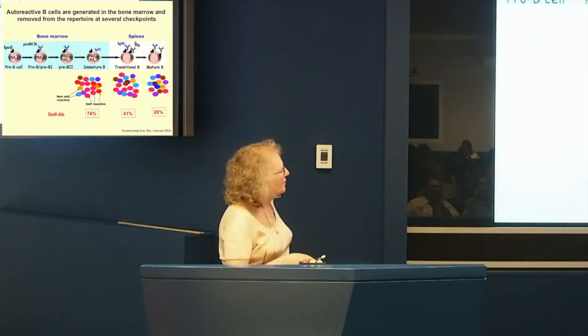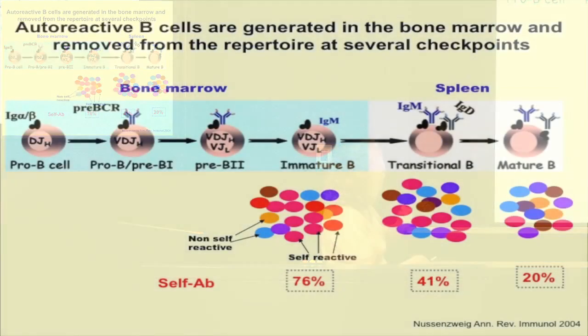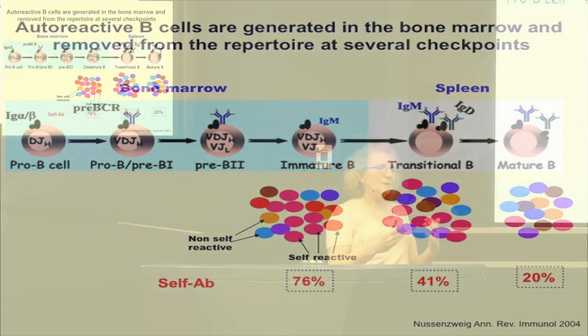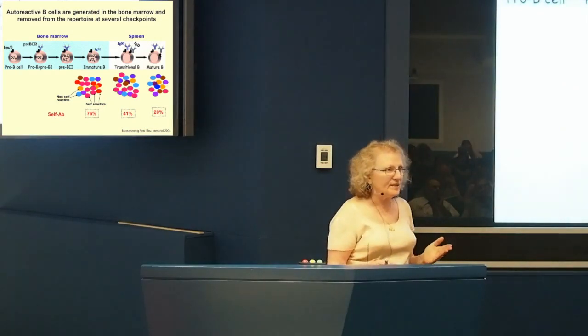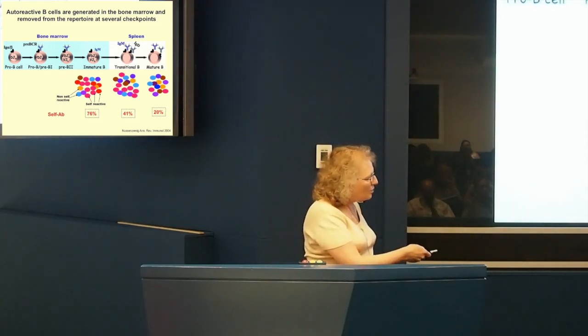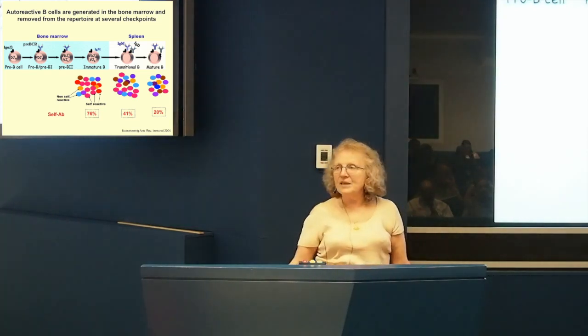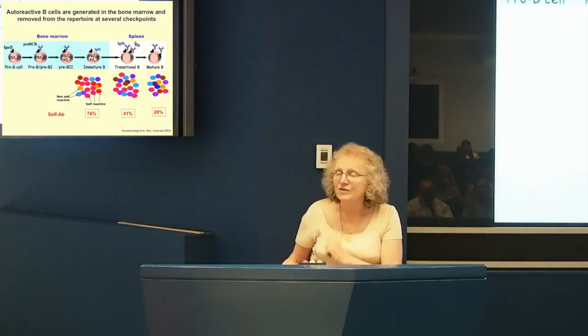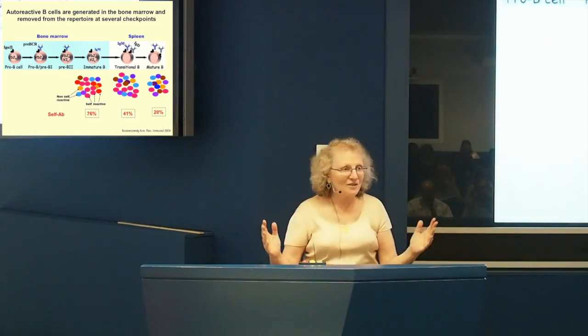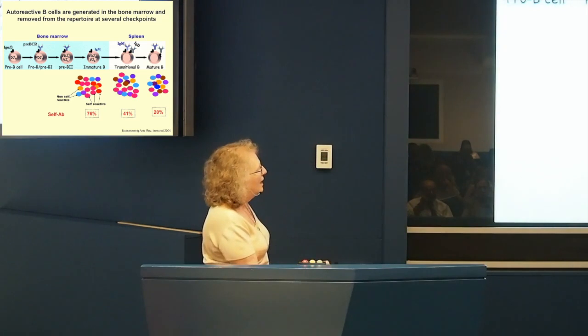So this is data from a review article by Michelle Nussensweig that essentially says in immature B cells, 75% of those B cells are autoreactive, and you purge them from your repertoire. So at the time that B cells acquire immunocompetence, it's only around 15 or 20%. And this process of purging the autoreactive B cells has to do with exposure to the antigen that B cell sees. So if brain antigens are sequestered, there would be no purging of those antigens.